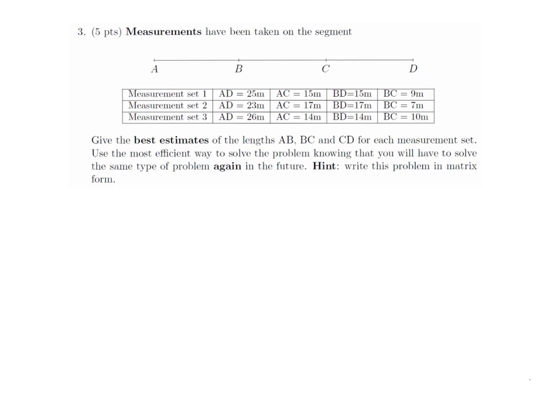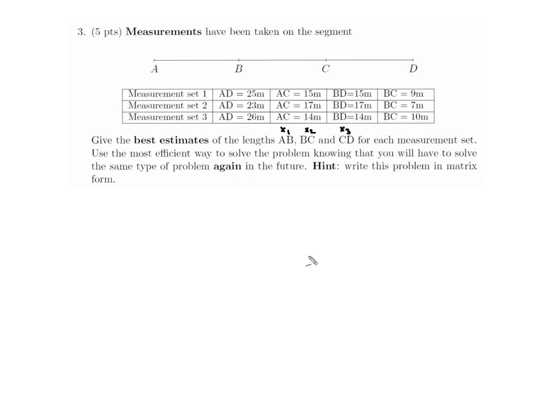Well, let us have a look at the third question, which is probably the most difficult question of the exam. So measurements have been taken on the segment AD, and as you can see, you have 3 measurement sets, and in each measurement set we have measured AD, AC, BD and BC. So the question is, give your best estimates of AB, and we can call this one x1, BC, we'll call this one x2 here, and CD, and we'll call this one x3, right?